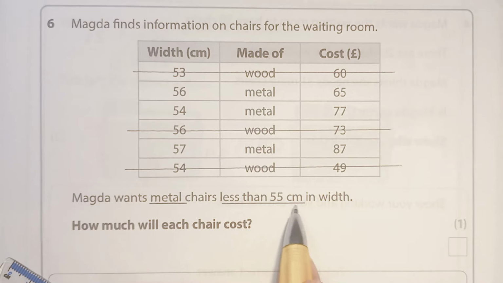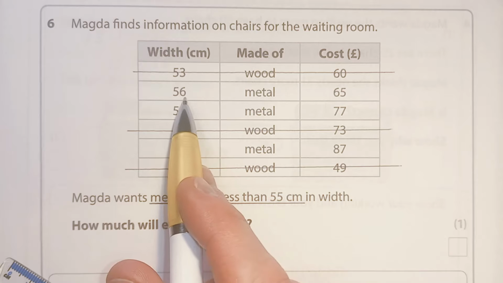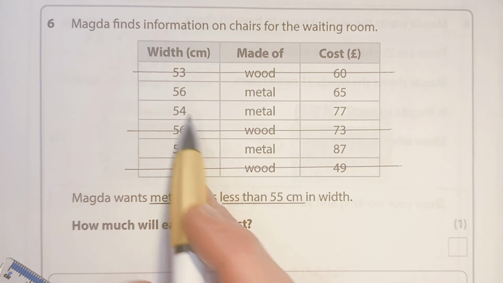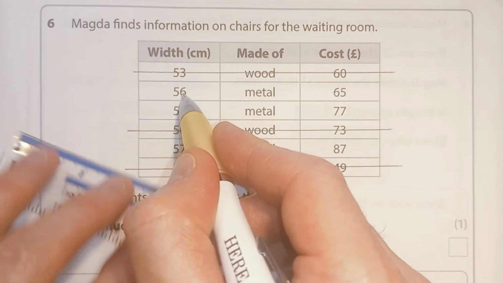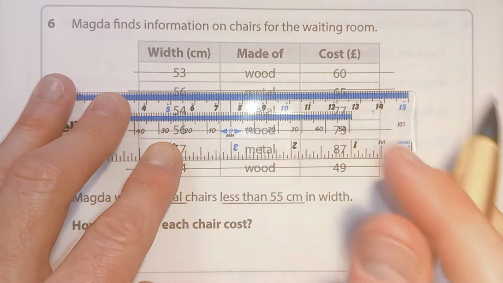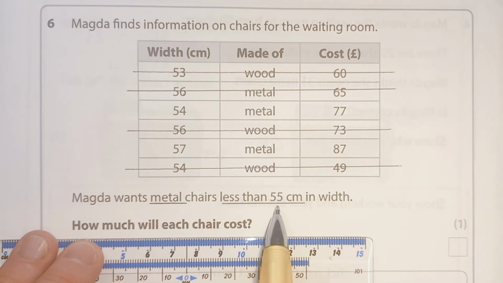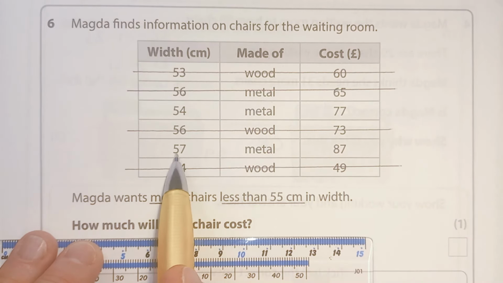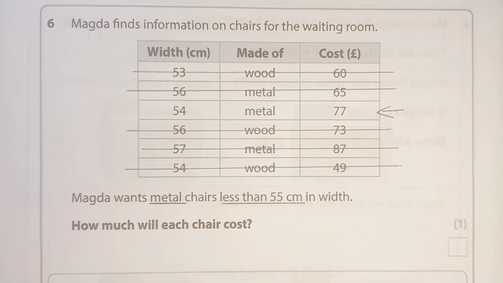Now we want chairs less than 55 centimetres. These are the widths. 56, well that's more than 55, so that's okay. Oh no, we want less than 55, so 56 is no good, because 56 is more than 55. So let's get rid of that one. 54 is okay, because 54 is less than 55. 57, well again, 57 is bigger than 55, so it can't be that one. So the only one we're left with is this one here.